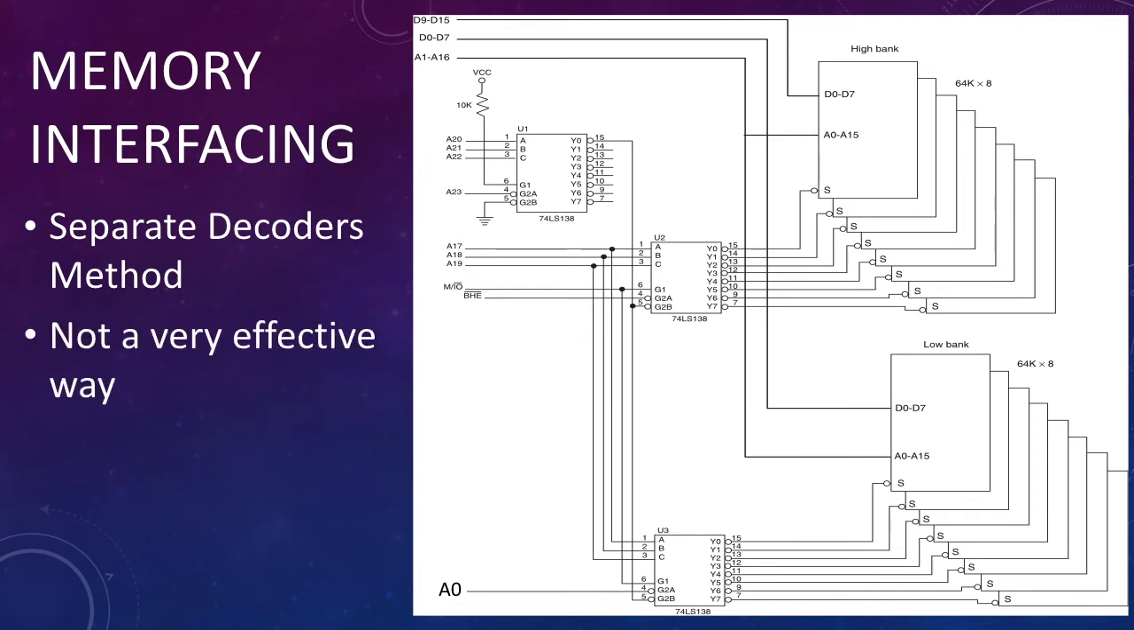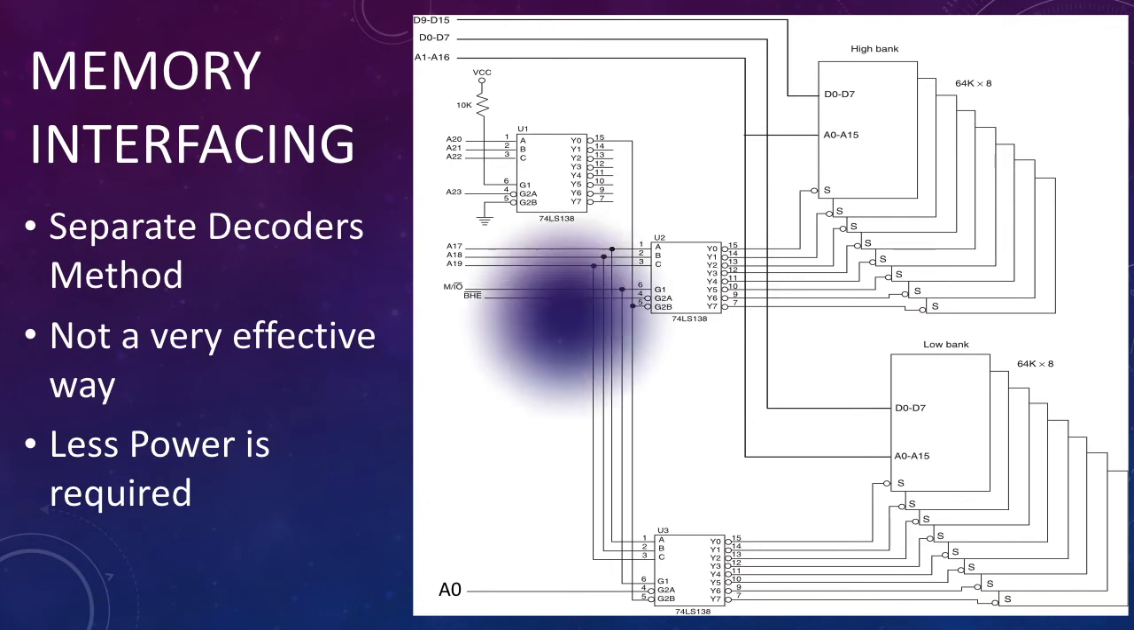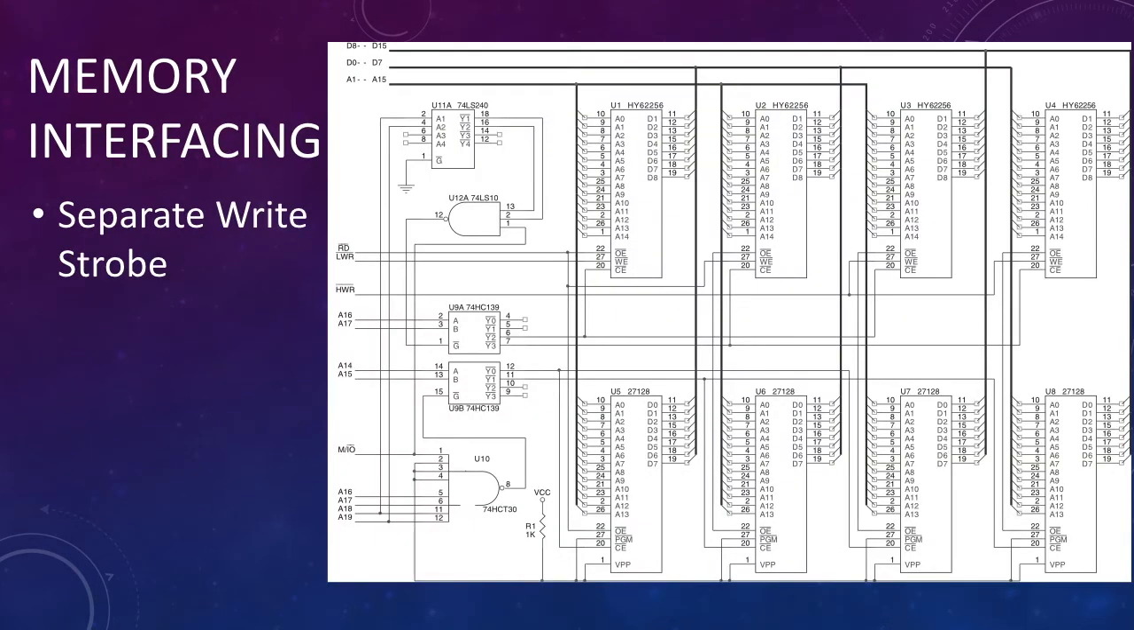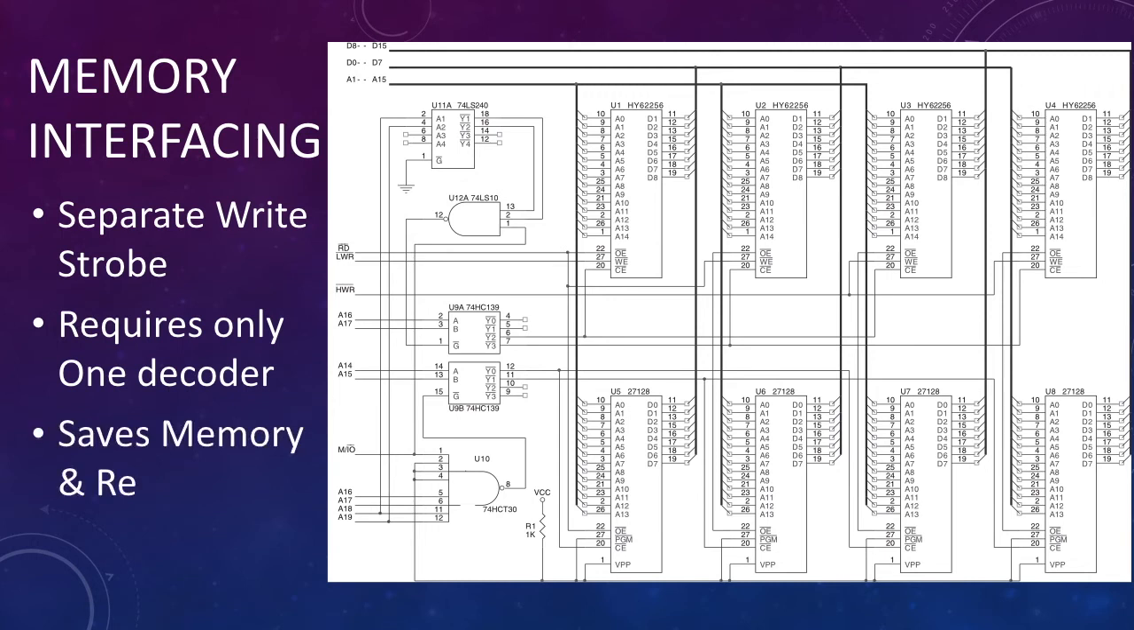Right? But this is not a very effective way because it requires more hardware. You need more hardware in this case, so it's not a very effective way, but sometimes it is used to conserve the energy as less power is required in this case. The most effective way to handle bank selection is to develop a separate write strobe for each memory bank. It requires only one decoder and thus it is saving memory and reducing the components.